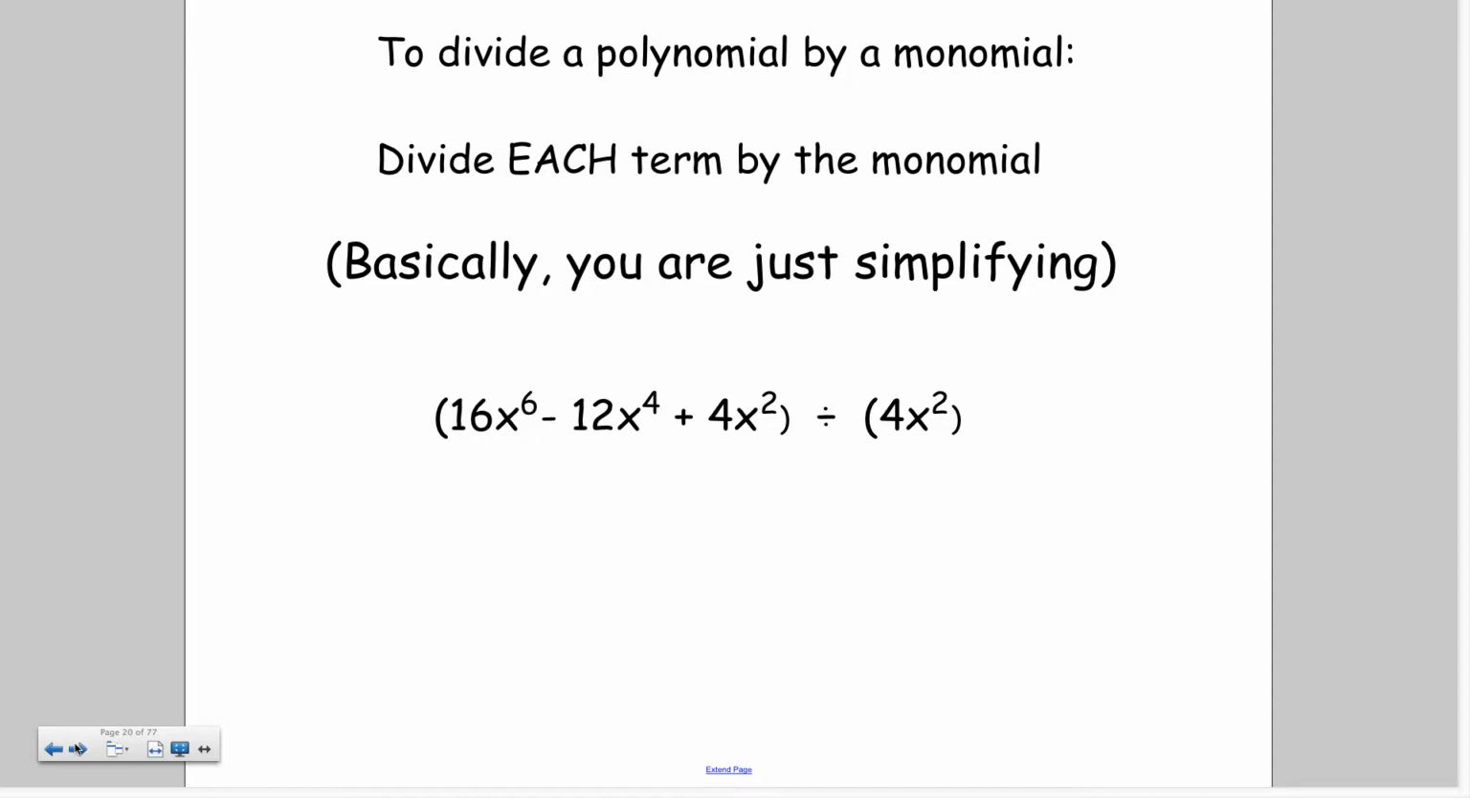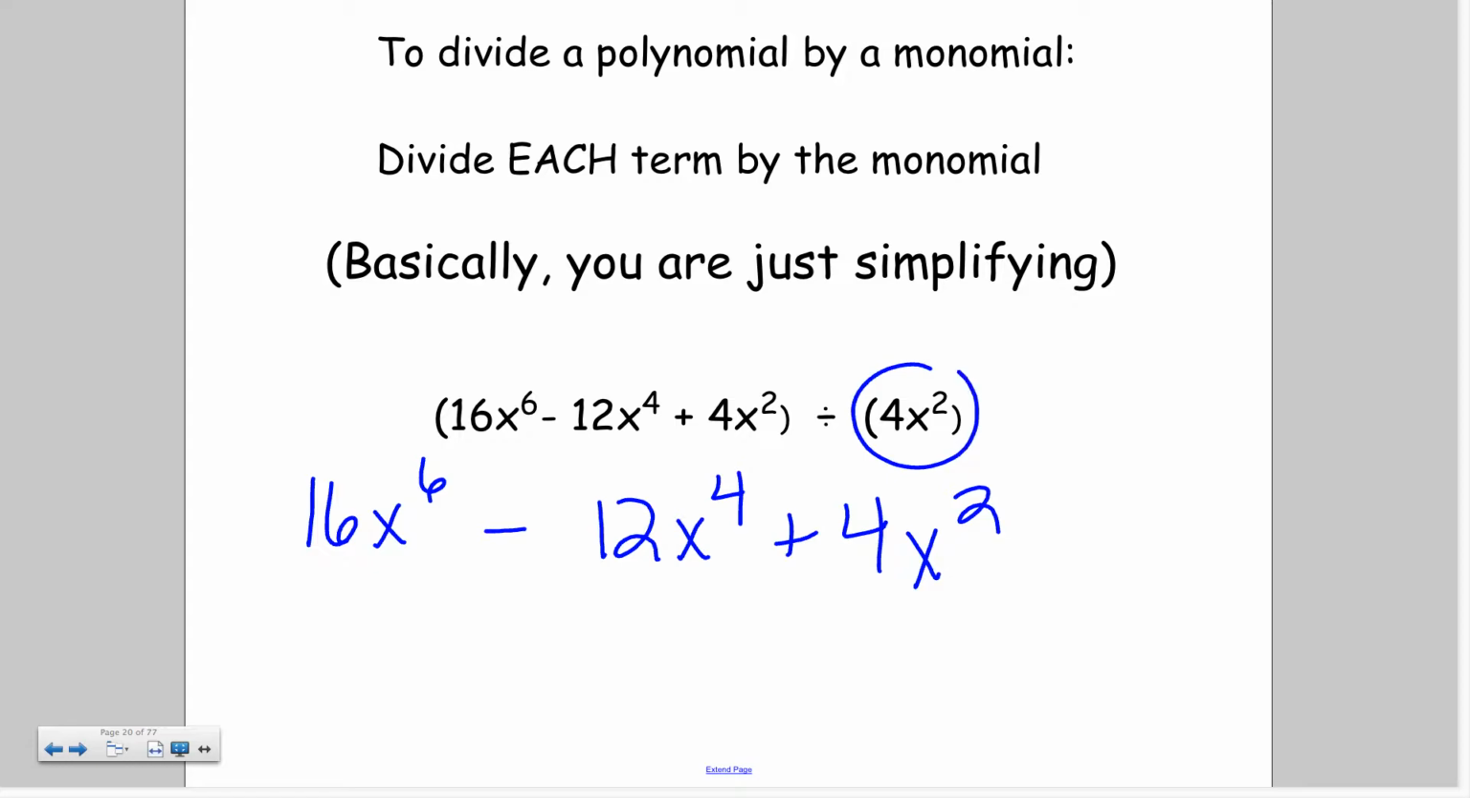I'm using those rules of exponents that we learned at the beginning of the year and actually applying them to something. So you've technically kind of already done this. All right. So if I've got 16x to the 6th minus 12x to the 4th plus 4x squared, and I want to divide that by 4x squared, I'm going to take that polynomial, like I've just rewritten it, and I'm going to divide each piece by that monomial.